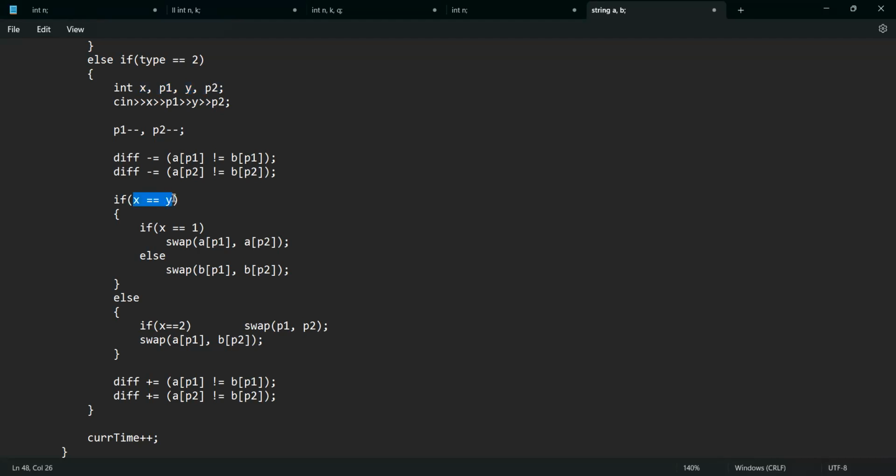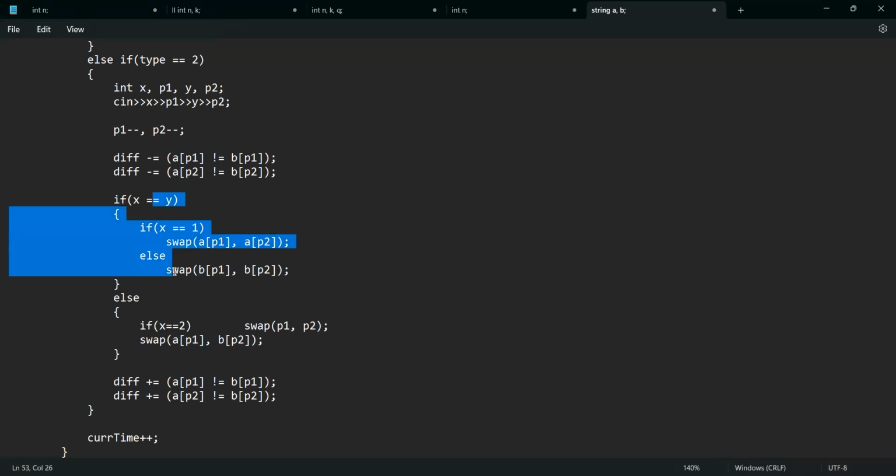So if x is equal to y, that means we have the same string. The swaps will be happening in the same string. So initially, first I'll decrement these things, if a at p1 is not equal to b at p1 and a at p2 is not equal to b at p2. Then afterwards, if x is equal to 1, this means this is the first string, so for the string a, I'll swap my characters at position p1 and p2. Otherwise, that means my x was 2, so I have to swap the characters at positions p1 and p2 for the second string.